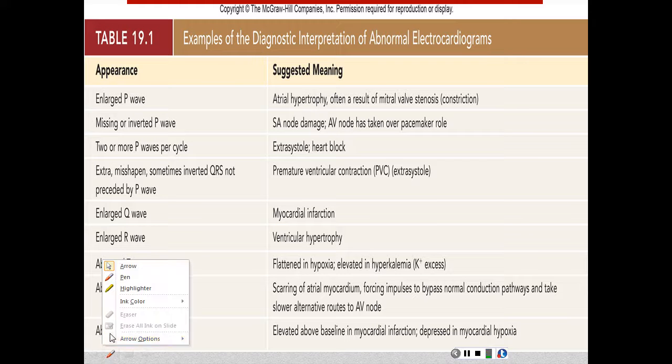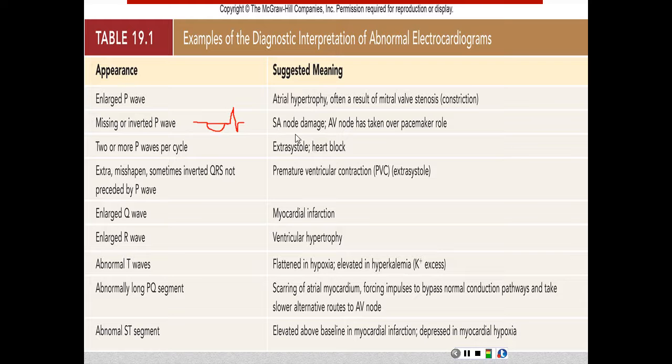So let me get my pen out again. If the P wave looks like this, then we have our Q, R, S, T. If it's missing, not there at all, then the SA node is damaged, and the AV node has taken over the pacemaker role. Now, if we have two or more P waves and then our QRS, then we have heart blockage.